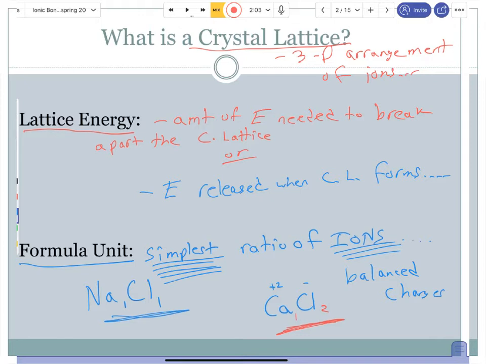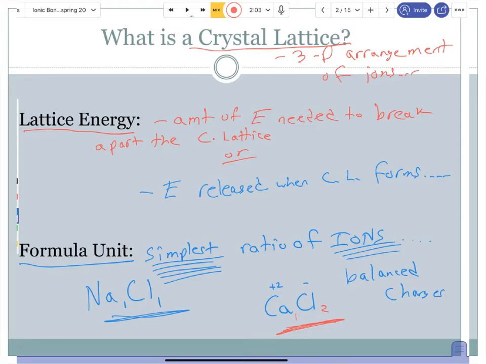talking about crystal lattice, lattice energy, and formula unit. Crystal lattice is the three-dimensional arrangement of all the ions. There are different kinds. We're not going to worry about the specific kinds. Lattice energy is the amount of energy needed to break apart that crystal lattice, or the opposite of that is the amount of energy released when that crystal lattice comes together. And like we've had for several weeks now, we always want our ions to be the smallest numbers possible, and that is called the formula unit.